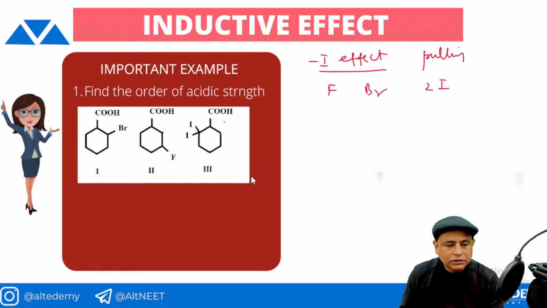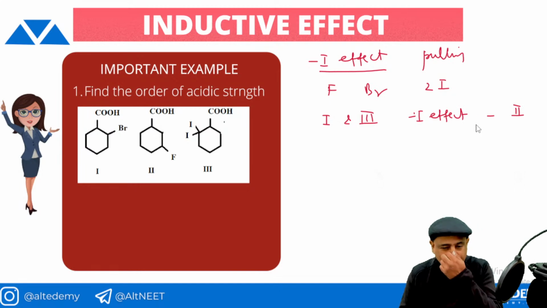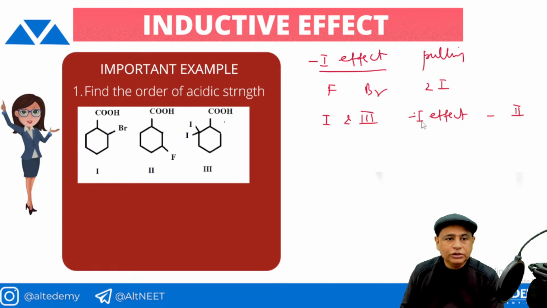Okay. I told you the first thing, distance always dominates. What does it mean? Distance always dominates. That means in first and third, inductive effect is greater, minus I effect is greater than what we are having in 2, despite the fact that fluorine is having more minus I effect. So 1 and 3 are having more minus I effect. So in the second compound, the minus I effect that is being shown is the least. When minus I effect is the least, 2 will be the least acidic. Now, 2 is the least acidic.